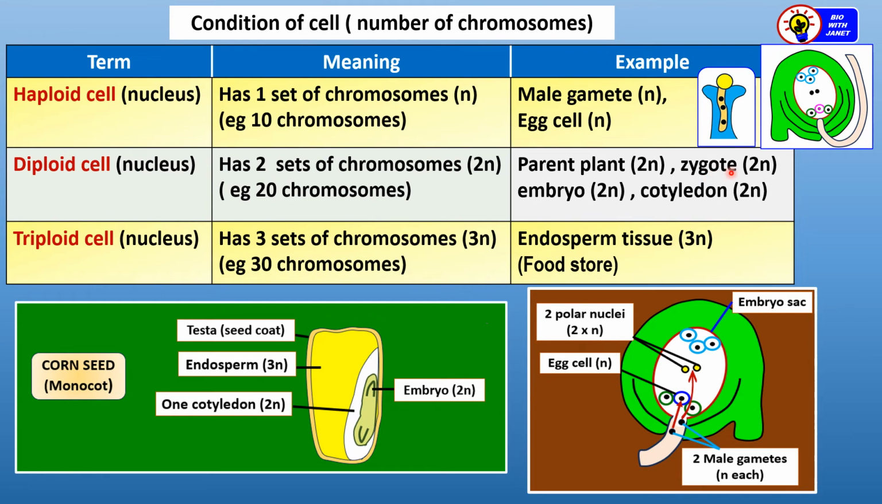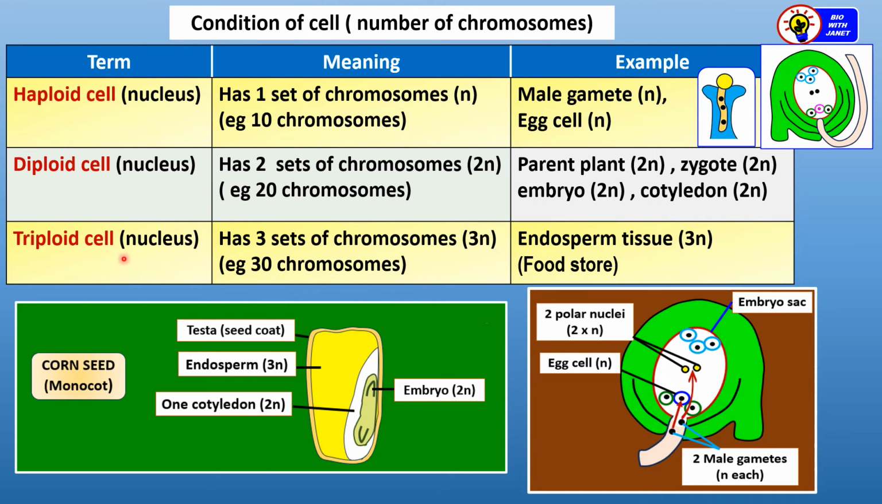And then the zygote is formed from the fertilization of the female gamete by the male gamete, so it's also diploid. And then when the zygote undergoes mitosis, it forms the embryo, which is also diploid, right? And the cotyledon in the plant actually is produced from the zygote that undergoes mitosis, so it's also diploid. Cotyledon is a food store, right? So all these are diploid cells.